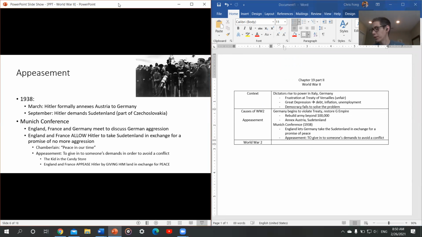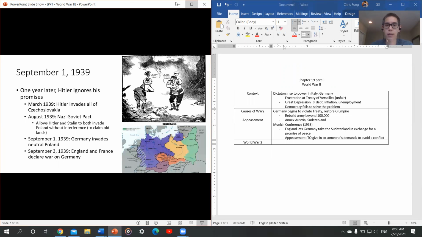Now, regardless of whether or not this was the right decision, and you can make an argument that no, this was not the right decision because Hitler's going to go to war anyways, or yes, it was the right decision because it gave England time to prepare for war. Regardless of what side you're on, 1 year later, World War II has begun.